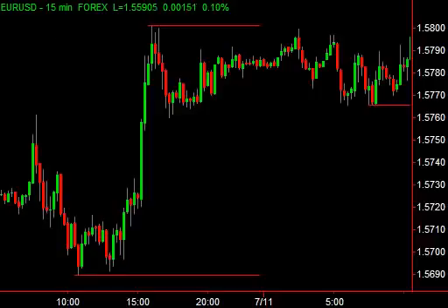Typically in the overnight session, price is contained within the previous swing high and the previous swing low to be made. Swing high is a bar preceded and succeeded by lower highs. Swing low is a bar preceded and succeeded by higher lows.